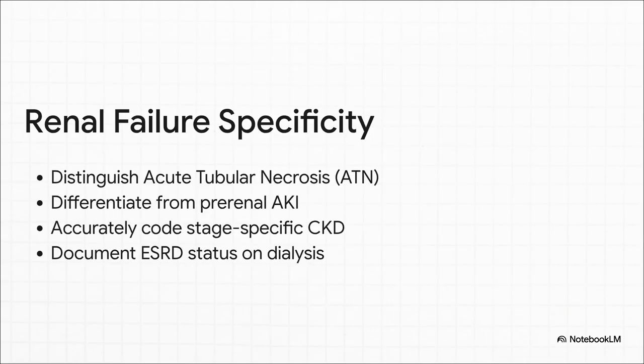Digging a little deeper into renal failure specificity, coders really need to distinguish between acute tubular necrosis, or ATN, and prerenal AKI. Now, here is a surprising fact directly from our guidelines. The term ATN is actually a misnomer. There is minimal cell necrosis, and the damage isn't even limited to the tubules. Kind of crazy, right? However, it still remains the most common cause of AKI in the renal category. We also need stage-specific CKD coding, and we must accurately document ESRD status, especially if the patient is on regular dialysis. Basically, the more granular the physician gets, the more accurate the DRG.